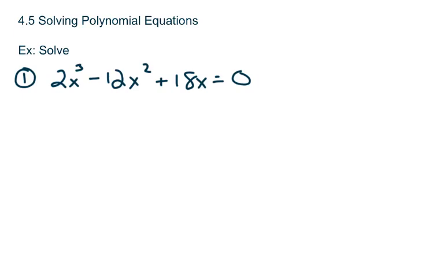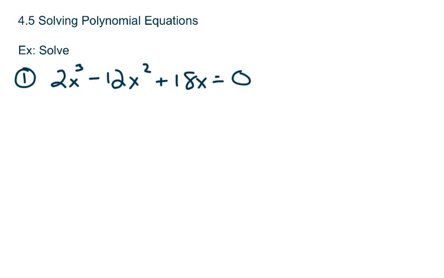Section 4.5, solving polynomial equations, is very similar, or it builds on section 4.4, where we should probably factor if we can, and then we'll solve from there. So number one, we're going to start right with an example. Solve 2x to the third minus 12x squared plus 18x equals 0.